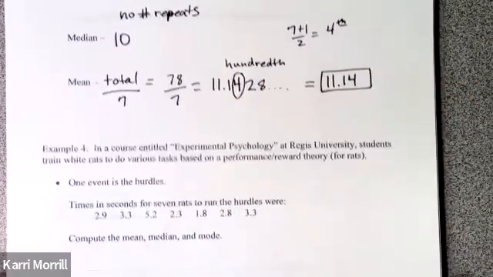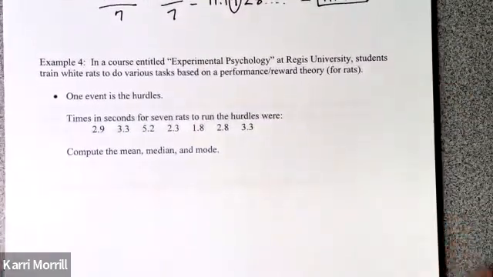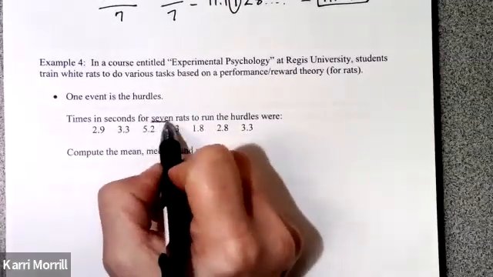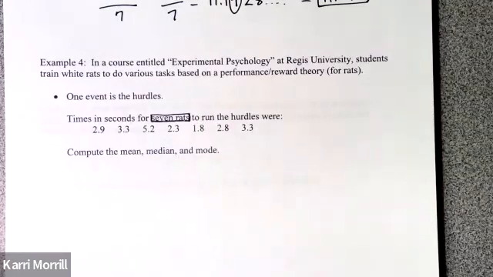Okay, so let's apply this now in a course entitled Experimental Psychology. Students train white rats to do various tasks based on a performance reward theory. One event is the hurdles. So you have these times in seconds for 7 rats. And I guess you don't have to count how many data values there are. To run the hurdles, it says compute the mean, median, and the mode.